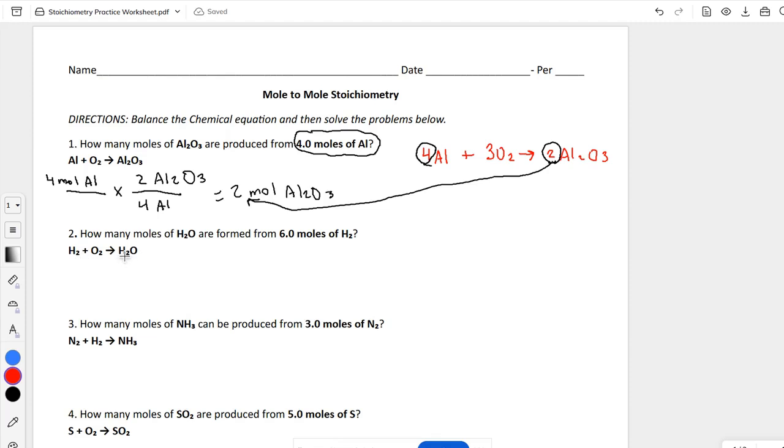H2, 2 hydrogens. Good so far. O2, 2 oxygens. O, 1 oxygen. That's not balanced. 2 and 1 are not the same thing. So I'm going to go here. So to get 2 oxygens, that's a pretty easy fix.